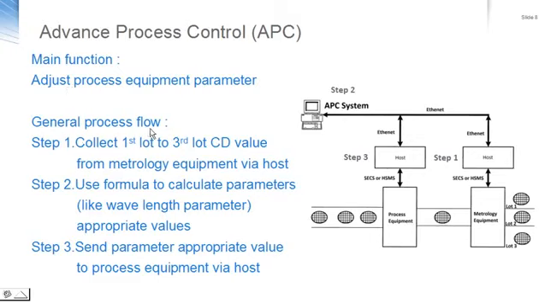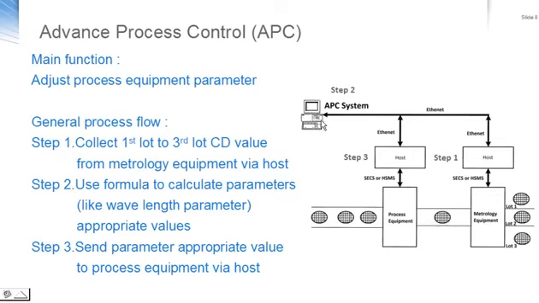The general process flow, step 1: collect the first to third lot CD values. CD means the critical dimension. The value comes from the metrology equipment via the host. You can see we have lot 1, lot 2, and lot 3, and through the metrology equipment we get this data to the APC system.